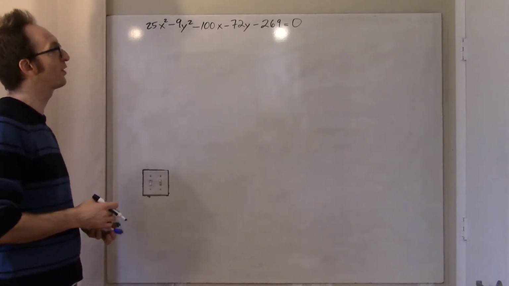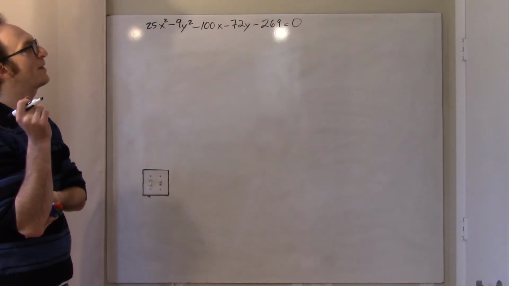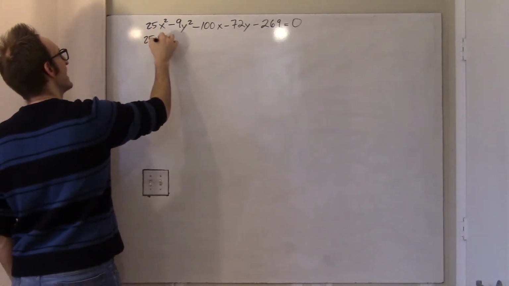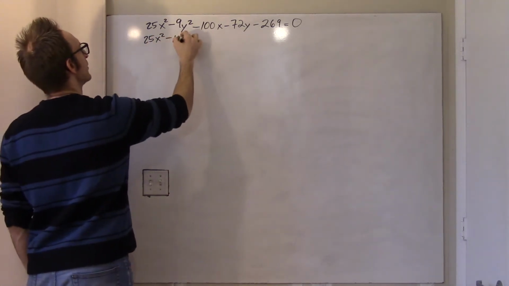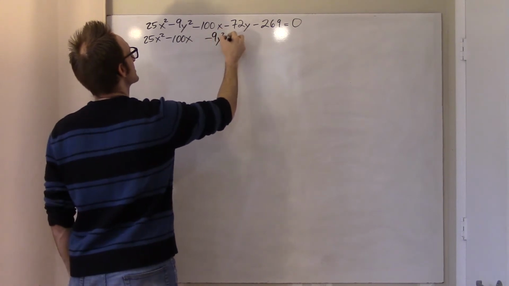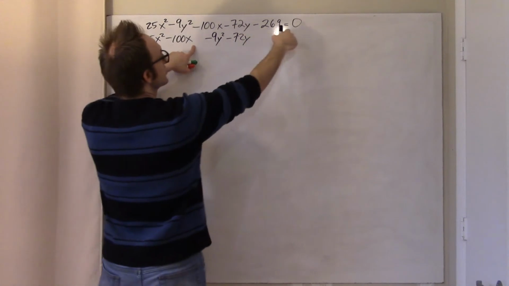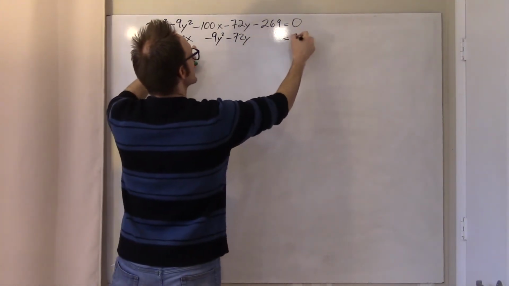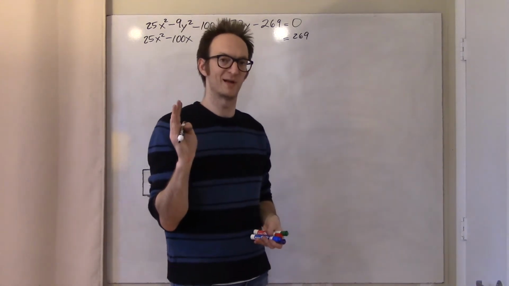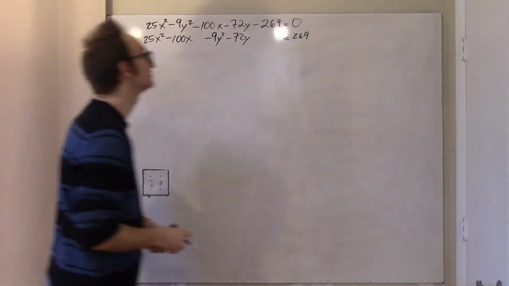Well, we need to put it in a form that we understand, and so the goal is collect all the x's together, collect all the y's together, and move everything else over to the other side. So let's do that right now. So I get 25x squared minus 100x, and then minus 9y squared minus 72y, and then this 269 gets added to both sides, moved over there. I'm going to do this nice and slow and careful and patient, and this is how you should do it too, such that you don't make any mistakes.